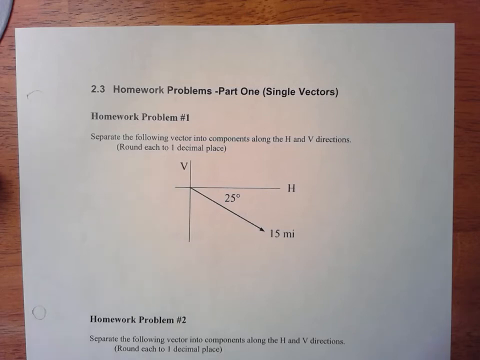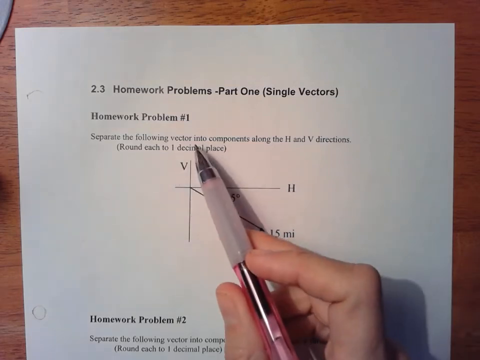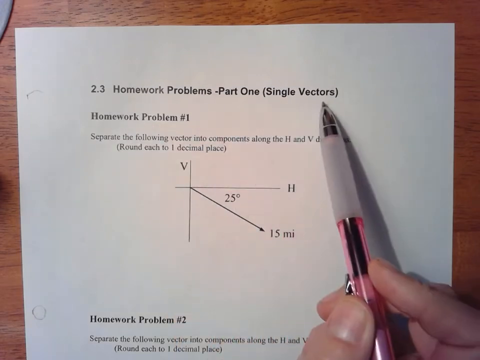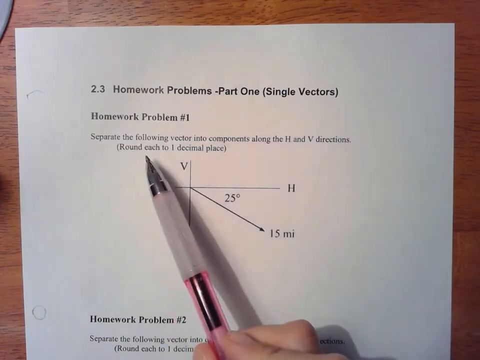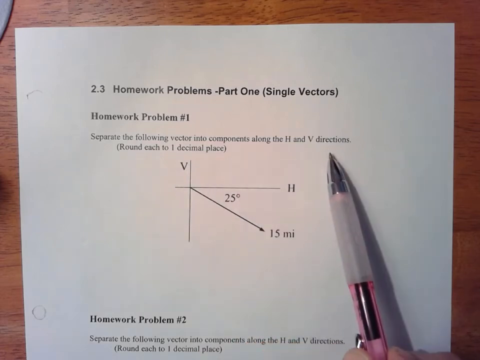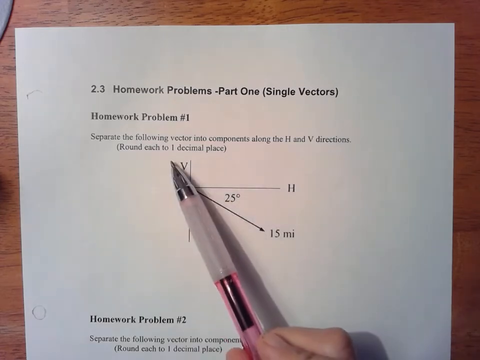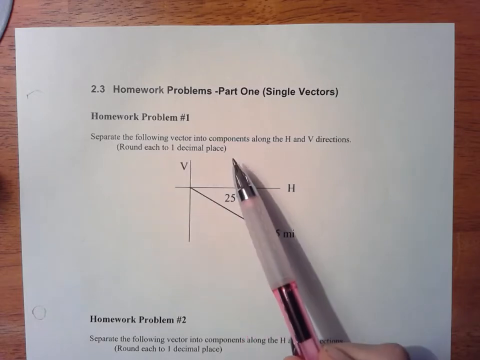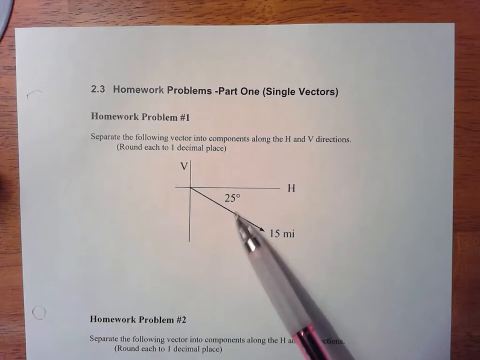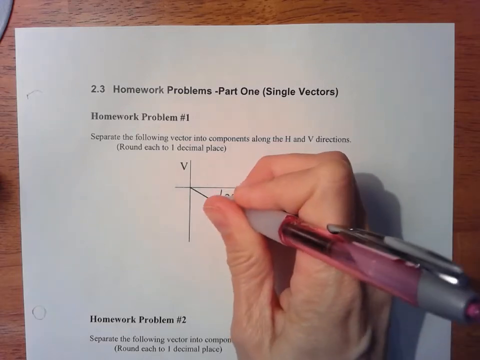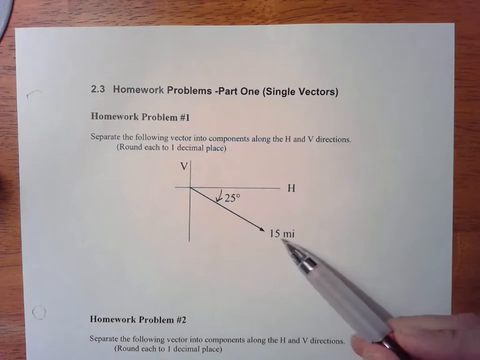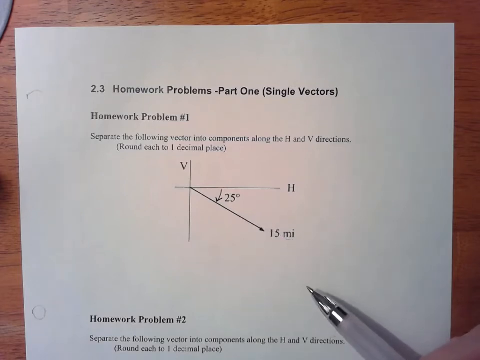Go ahead and solve homework problem 1 from chapter 2, this first part on single vectors. I'm going to separate the following vector into components along the horizontal and vertical directions, and I'm going to round each of those components to one decimal place. So I've got one vector coming down here at a 25-degree angle from the horizontal. You can add that angle mark if you want, just to be clear. And that has a magnitude of 15 miles.